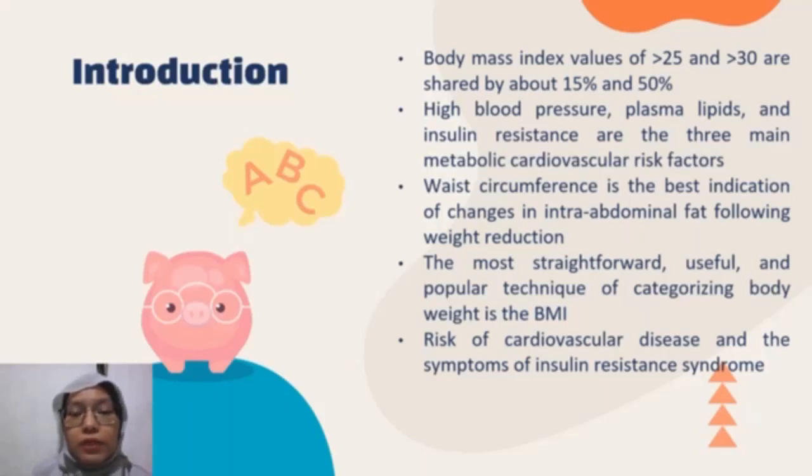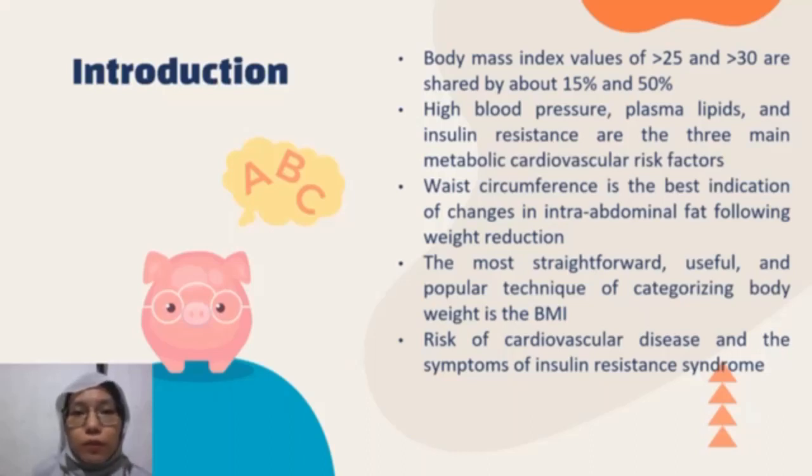Waist circumference is the best indication of changes in intra-abdominal fat following weight reduction and has a close relationship to body mass index. It is also the main parameter in the waist-to-hip ratio, which indicates the percentage of body fat that is intra-abdominal rather than subcutaneous. The main condition acting as a base for the development of metabolic syndrome is abdominal obesity.